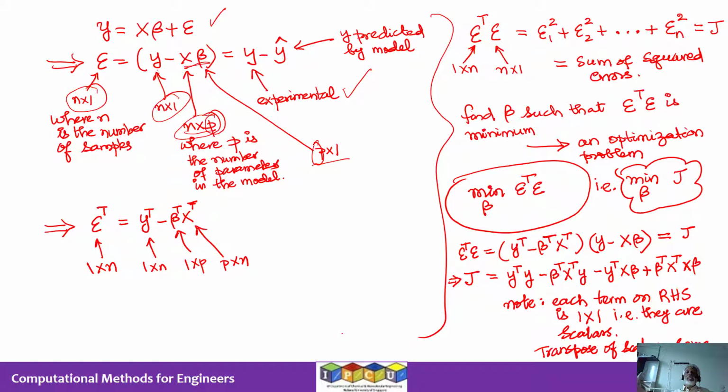So n by p multiplies with p by 1 to give you n by 1, which is great because the dimensions of y and epsilon are n by 1. So everything works out neatly. Now comes another important idea.